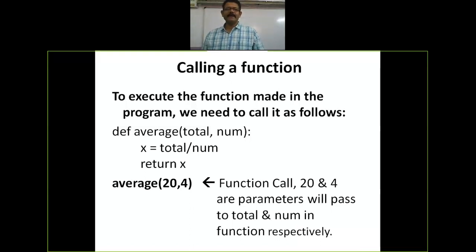For example, here I have written a function def average. Average is the name of the function, having two arguments, total and num. So x is assigned total divided by num, and return x. These two are the part of the function average. After that, you see the indent ended, and we have written average(20, 4). So this is the call of the function.